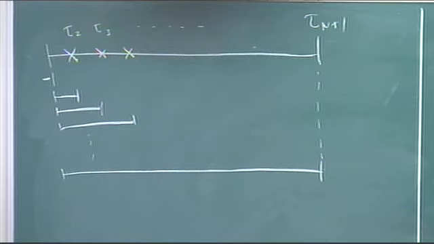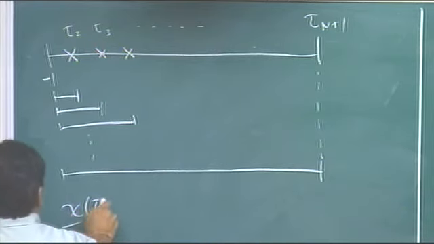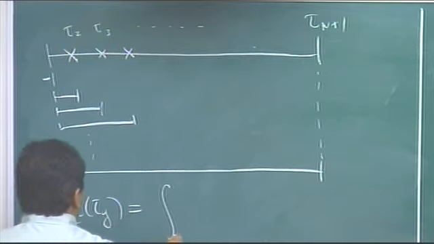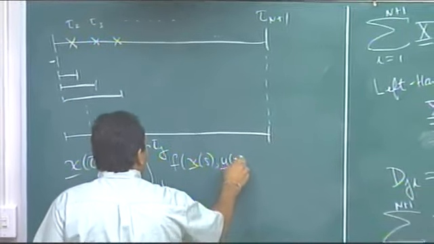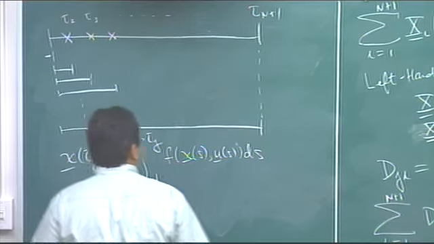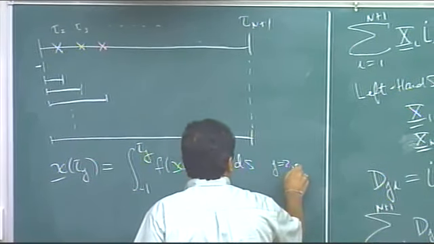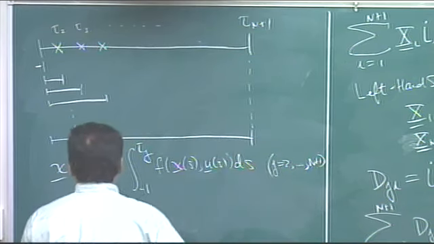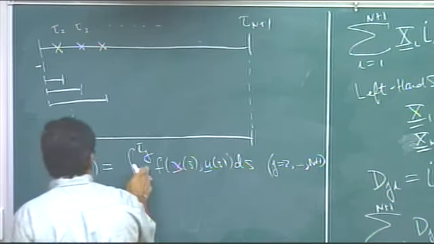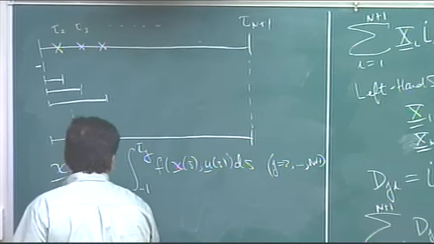If I do that, then what I wind up getting is this. I've got x of tau j is equal to the integral from -1 to tau j of f of x of s, u of s, ds. And again, j goes from 2 up to n plus 1. All right, so that's all cool, right? So now what we can do is approximate this integral by quadrature.